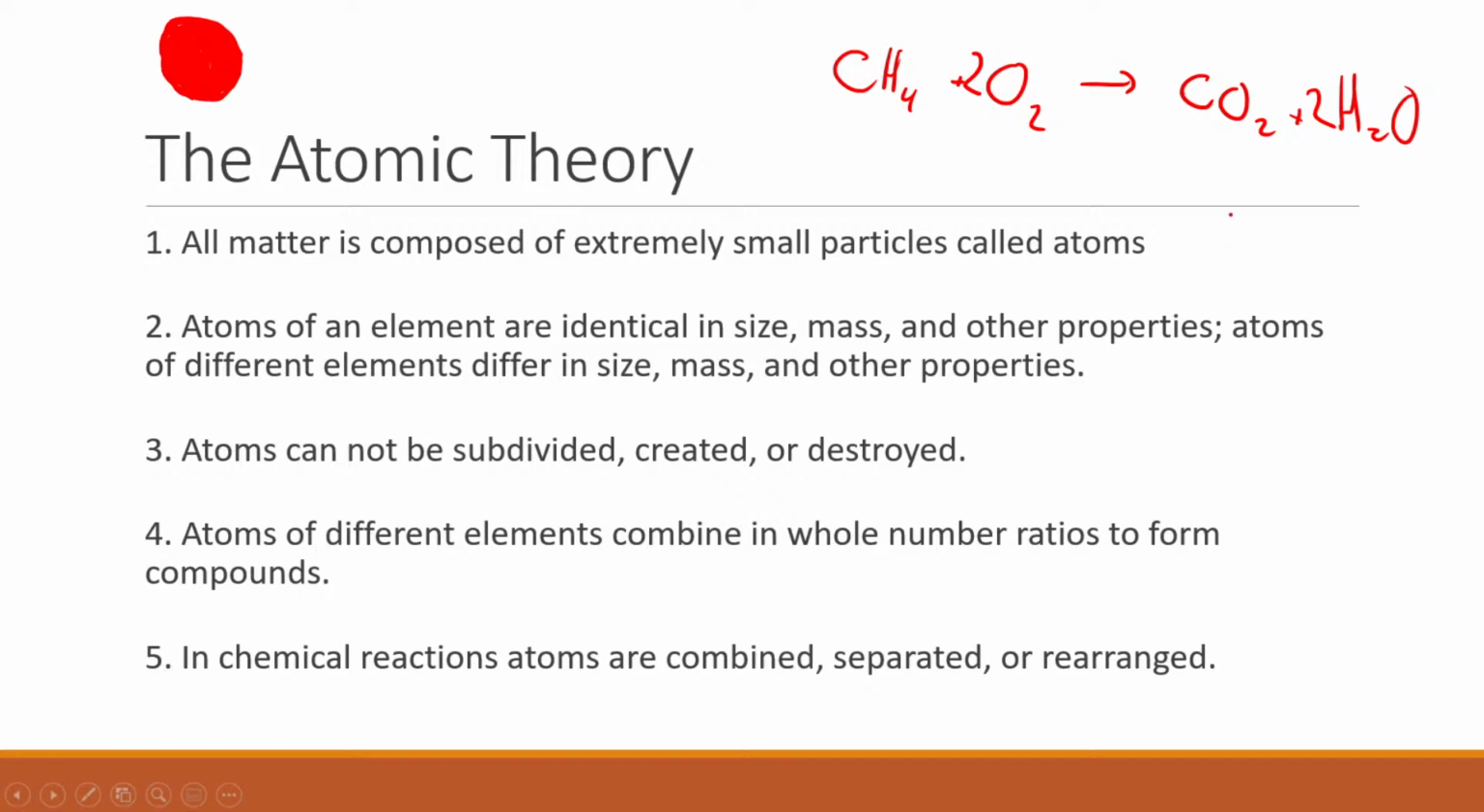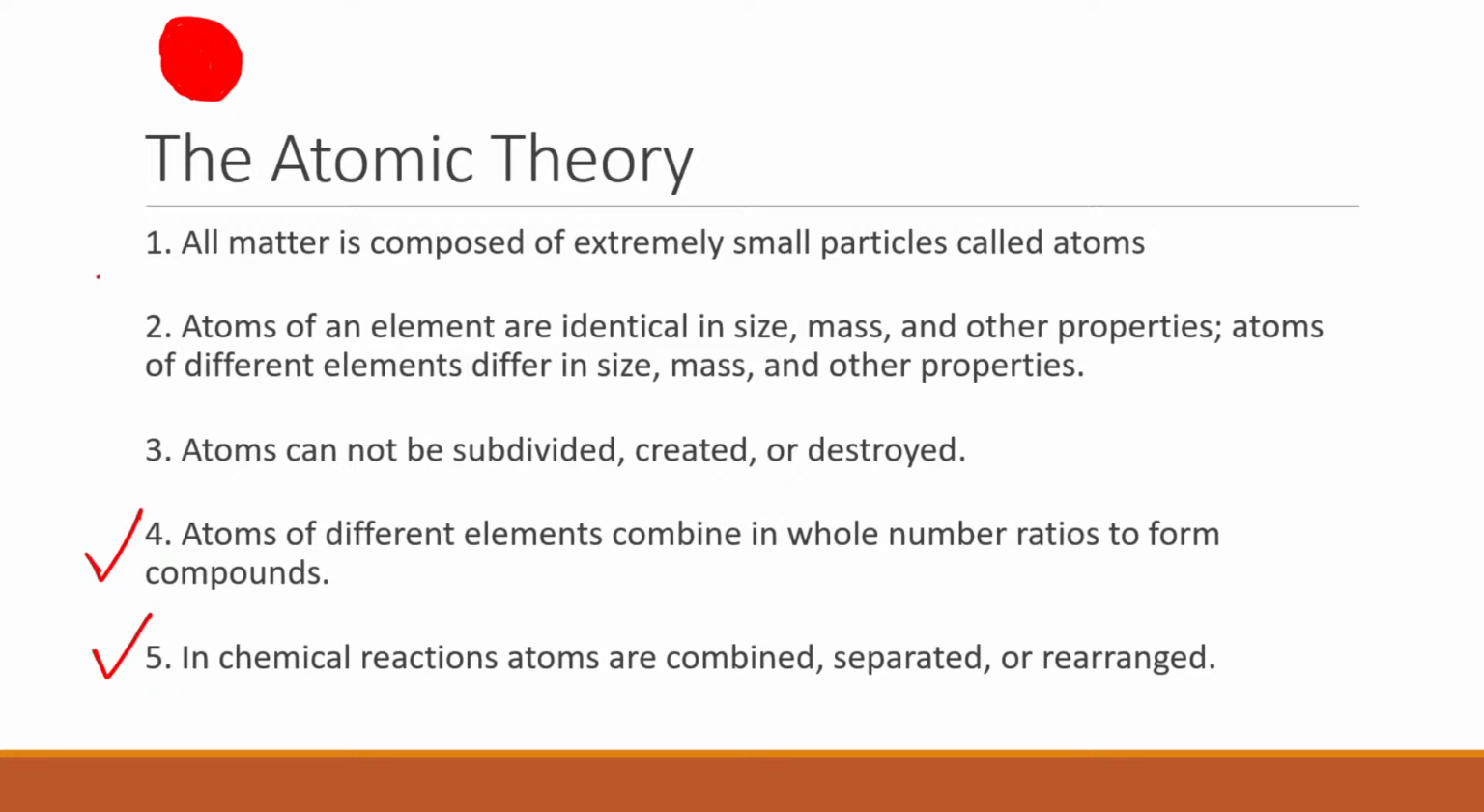And while each of these things is great, they're not all true. Right? A lot of them are. A lot of them were discovered and found to be true, right? Whole number ratios is true. Combining, separating, rearranging is true. All matter is made of atoms is true. But we know that atoms can be subdivided, right? They're made of protons, neutrons, and electrons.